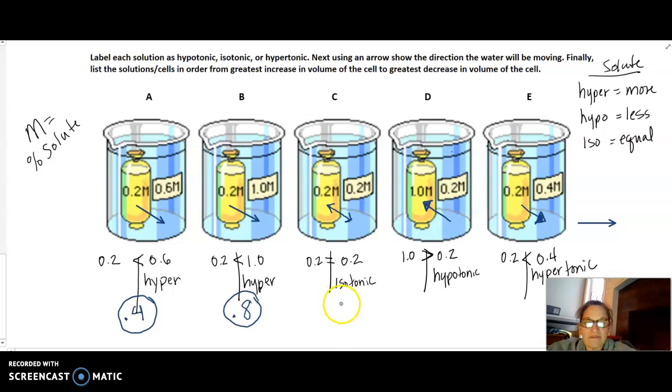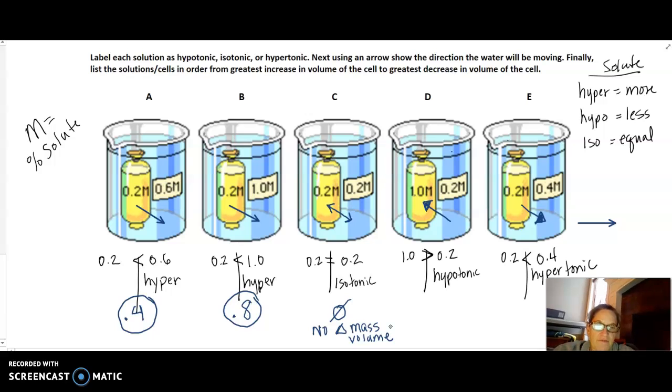For C, you have 0, and so there's not a concentration gradient here. They're going to be equal. They're going to move back and forth evenly. There will be no mass change. So there is no change in mass or in volume.